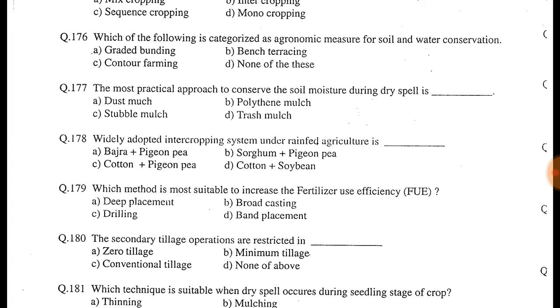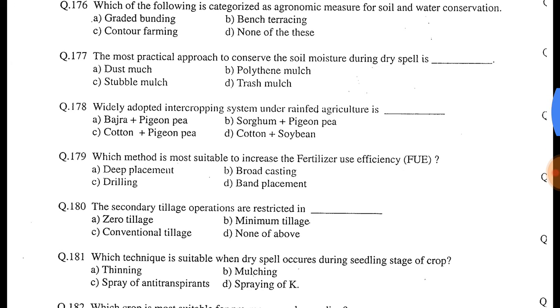Contour farming. 177. The most practical approach to conserve the soil moisture during dry spell is dust mulch. 178. Widely adopted intercropping system under rainfed agriculture is sorghum plus pigeon pea. 179. Which method is most suitable to increase the fertilizer use efficiency? Drilling. Question number 180. The secondary tillage operation are restricted to minimum tillage.